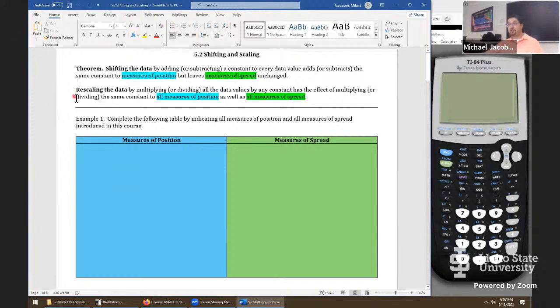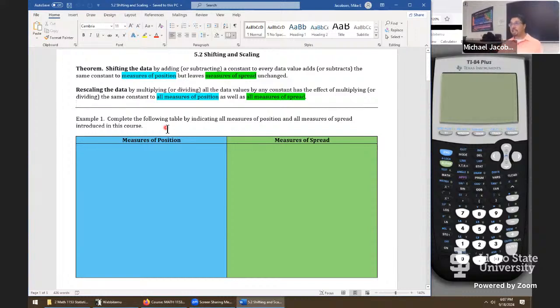Rescaling the data is different though. If you rescale the data by multiplying everything or dividing everything by the same constant, it affects all measures of position and affects all measures of spread. Up here, shifting does not affect measures of spread. That's really kind of weird again. But before we get a really good discussion going on that, we need to talk about measures of position.